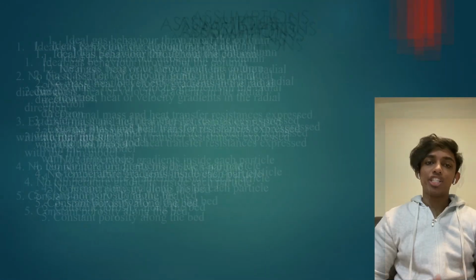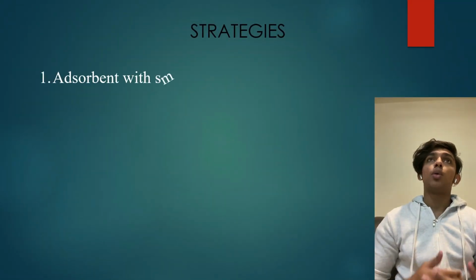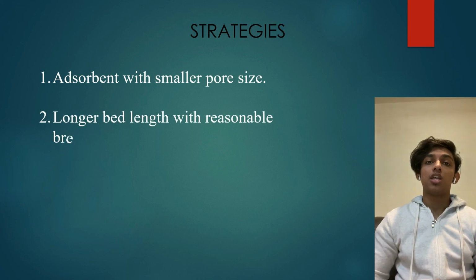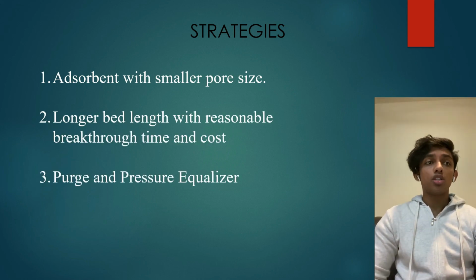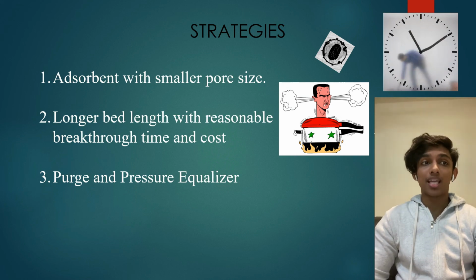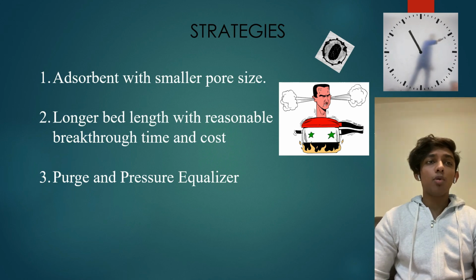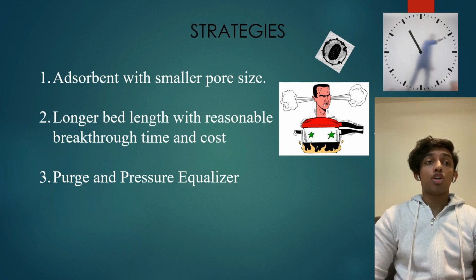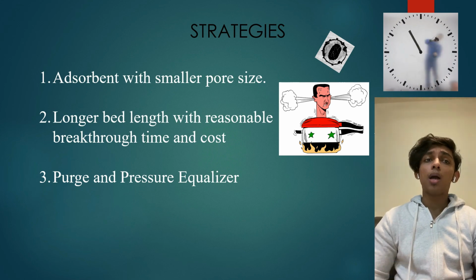As engineers, we are supposed to come up with modifications or strategies to reach our objective. So, the strategy in obtaining 99.9% hydrogen gas is an adsorbent with smaller particle size. A smaller particle size enables a higher mass transfer rate, which means a shorter mass transfer zone because the intraparticle diffusion is shorter.